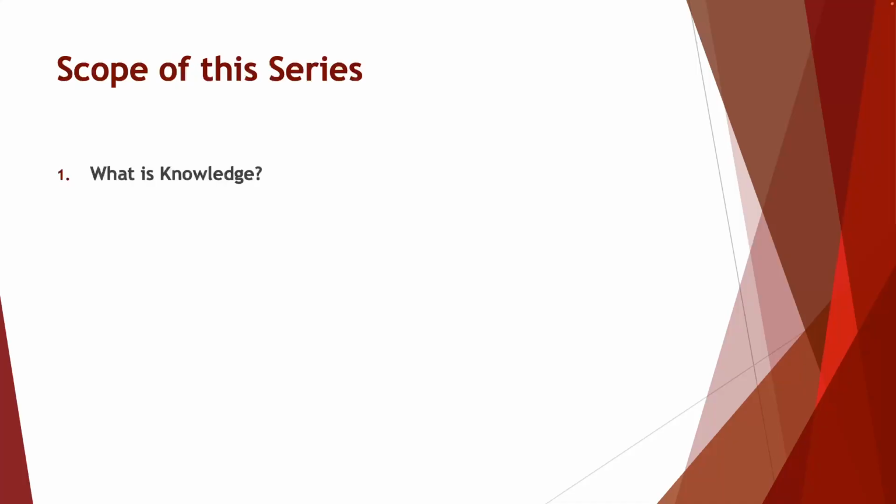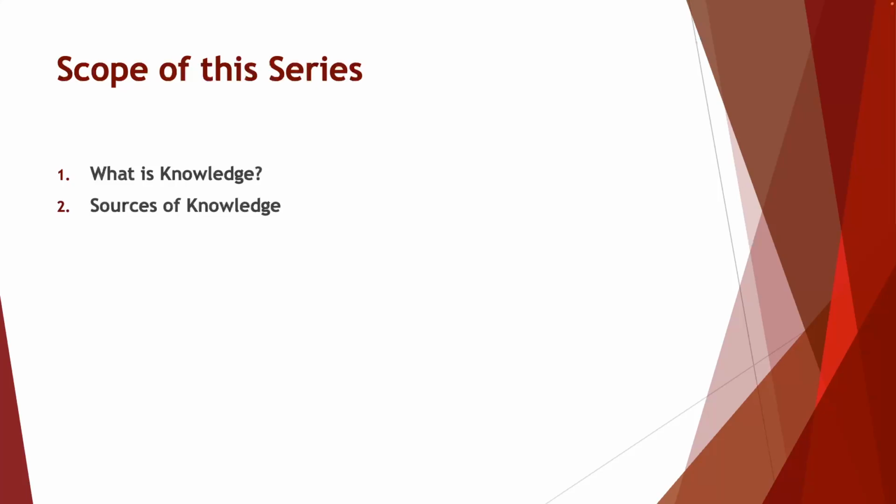The first is the question of what knowledge actually is. This involves a number of different theories: the classical theory of knowledge that I mentioned earlier on, challenges associated with it, alternative theories of knowledge, as well as the relationship that exists between knowledge and truth.